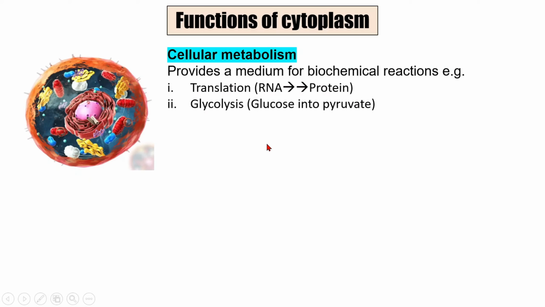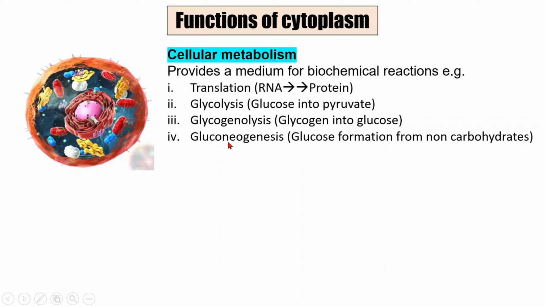The second reaction that occurs in the cytoplasm is glycolysis, in which glucose is converted into pyruvate. This is the first step involved in the aerobic and anaerobic respiration, and it occurs in the cytoplasm. Next is glycogenolysis. Glycogen and lysis. Glycogen means glycogen and lysis means splitting. That is, the conversion of glycogen into glucose. This step also occurs in the cytoplasm.